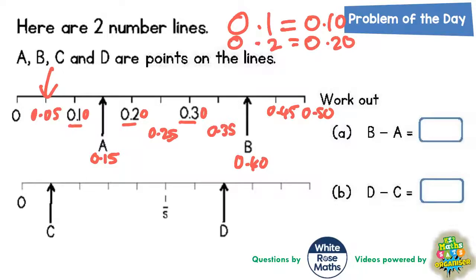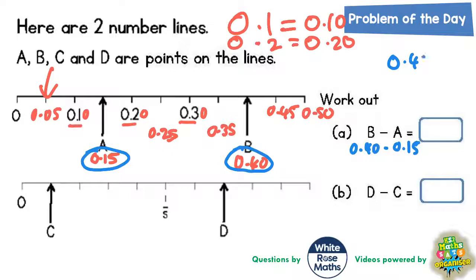Now we've got enough information to be able to answer our first question, so we've got to figure out what B minus A is. Well, B is 0.40 and A is 0.15. So if we work that out, we've got to do 0.40 minus 0.15, and we can actually just do a column method, although a lot of you would be able to work that out in your head. It's like saying 40 pence minus 15 pence, and it's going to be 25 pence. Well, let's just double check.